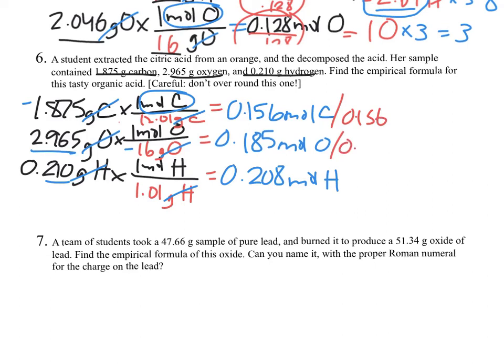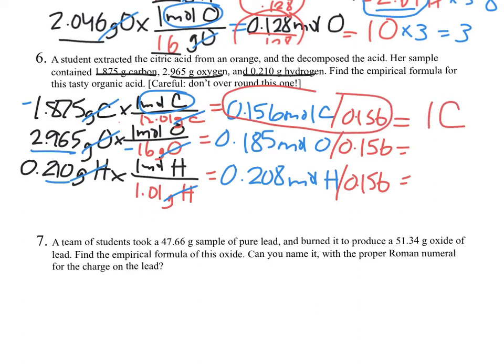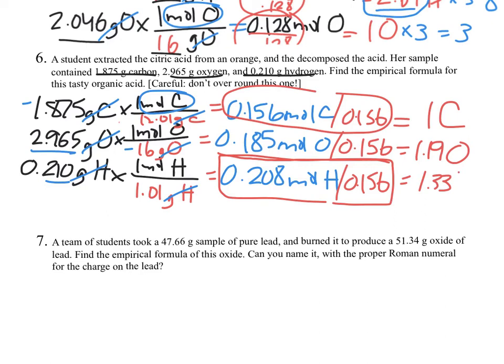0.156 divided by 0.156. Yikes. What are these numbers going to come out as? Hopefully something nice. This one divided is easy. That's just 1 because it's the same number. 0.185 divided by 0.156 ends up being about 1.19 oxygens. Oh, that is not pretty. Okay. And then 0.208 divided by 0.156 ends up being about 1.33 hydrogens. Wow, that does not look pretty either.